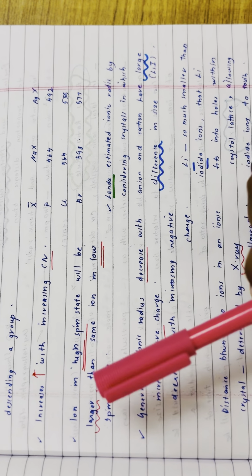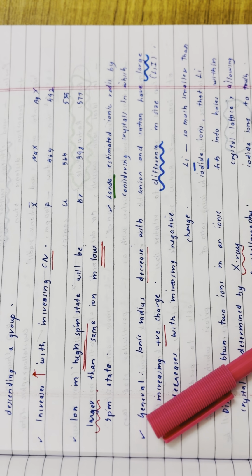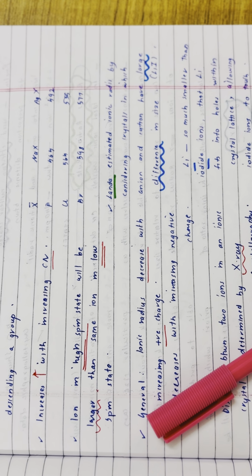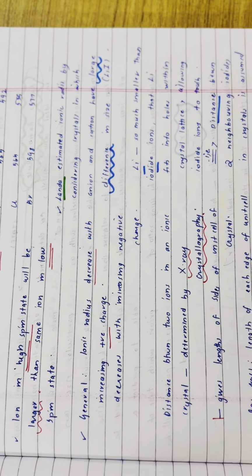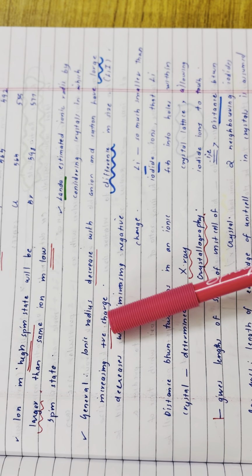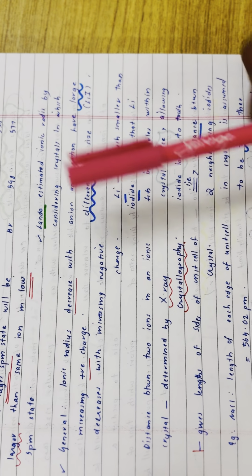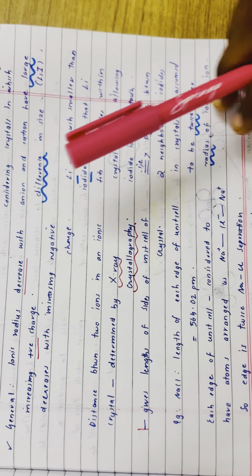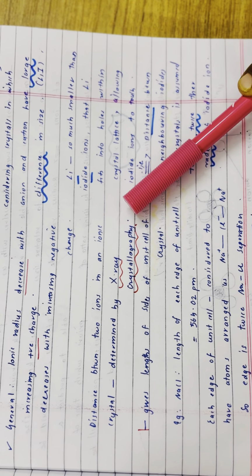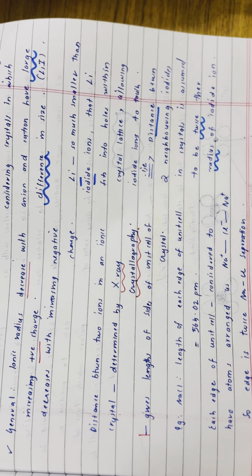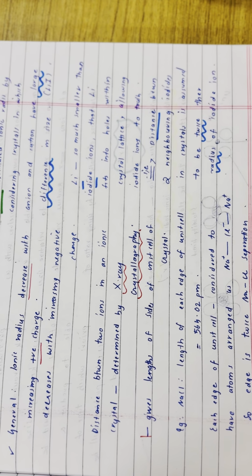Now, ion in high spin. For a particular ion, it can exist in either high spin or low spin. The existence in the high spin state gives larger ionic radii than in low spin. Okay, and this is the general conclusion. Now, the distance between two ions, that is the ionic radii, is experimentally determined using X-ray crystallography. And that gives the side length of unit cells in the crystal also.